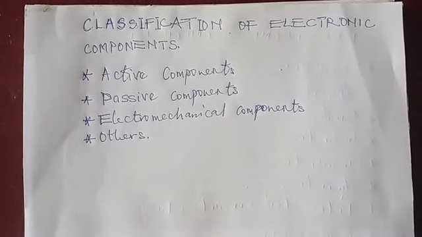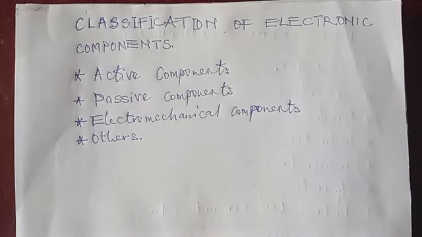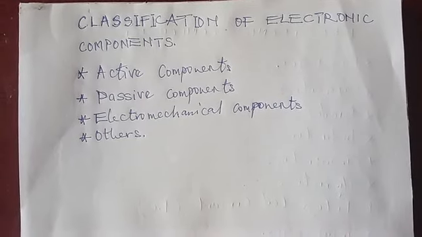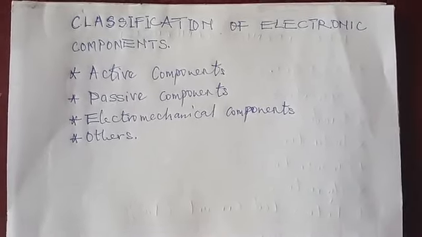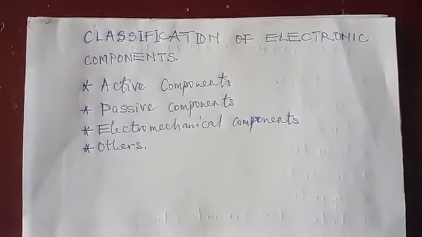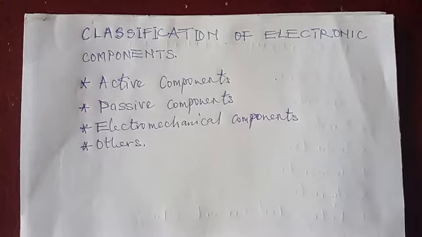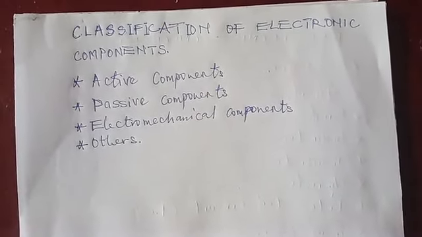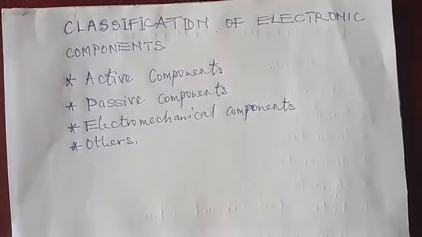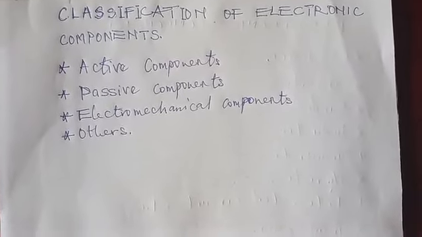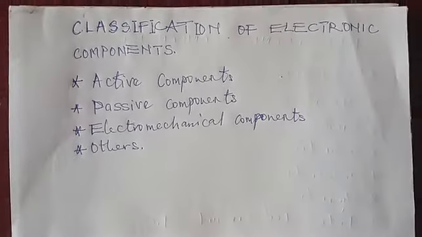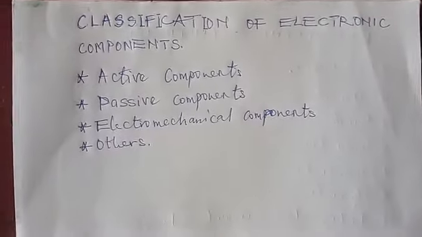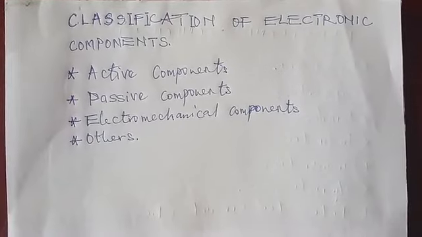They are passive components. Let's look at the third one, electromechanical components. These combine electrical and mechanical operations together. They perform electrical operation and mechanical operation. They convert electrical energy to mechanical energy, or sometimes mechanical energy into electrical energy. They do conversion of those two energies, mechanical energy and electrical energy.